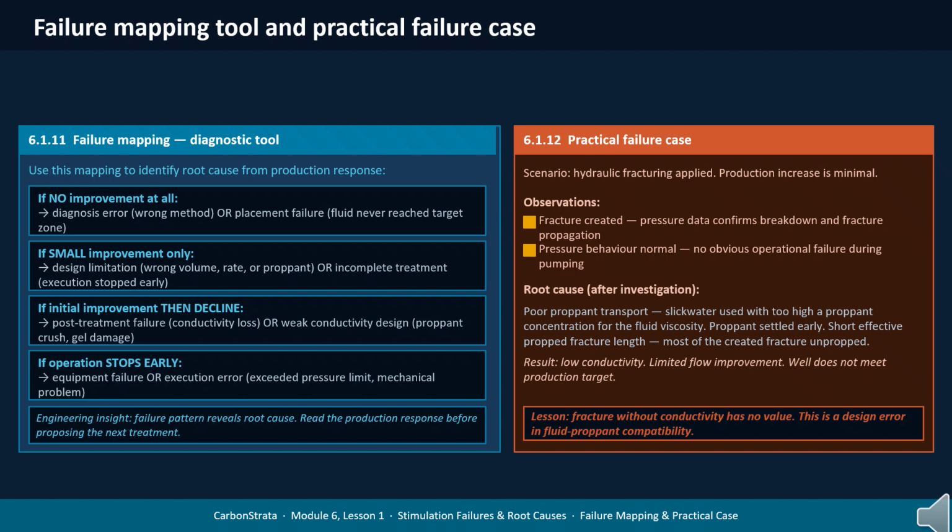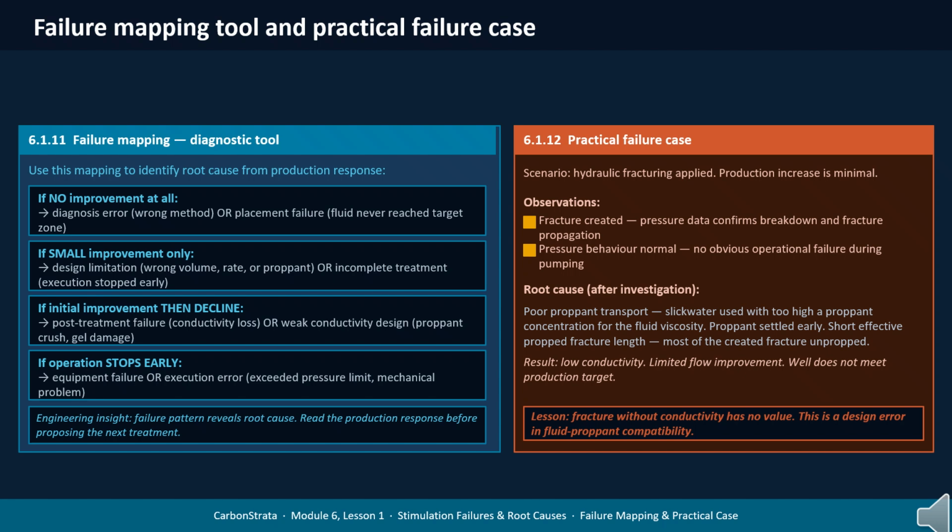Now define diagnostic logic. If there is no improvement at all, the system was never effectively contacted. This indicates wrong method or wrong placement. Now second pattern. Small improvement only. This means the system was contacted, but not fully treated. Cause is limited design or incomplete execution. Now third pattern. Improvement followed by decline. This means the system worked initially, but failed to sustain. Cause is conductivity loss or post-treatment damage.